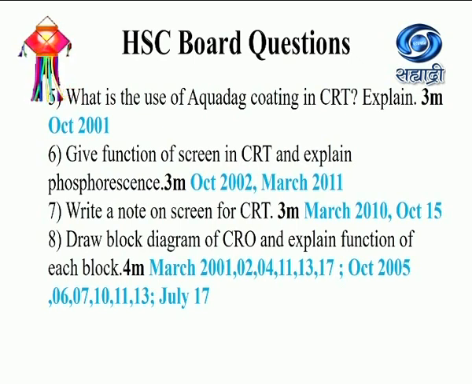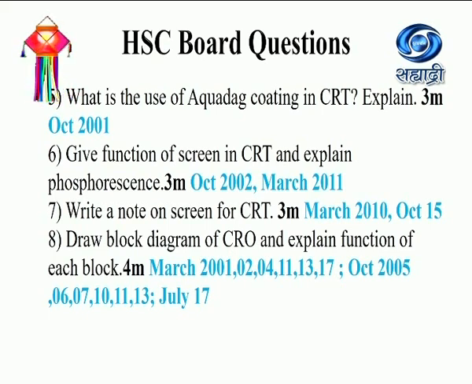Next, write a note on screens for CRT. So in this question, you have to write down the note on screens for CRT, what type of screens are used in CRT. Then you have to explain each and every parameter of the screen: phosphorescence, cathodoluminescence, then fluorescence, persistence, short persistence, and long persistence. So these things you have to explain in this note for 3 marks.